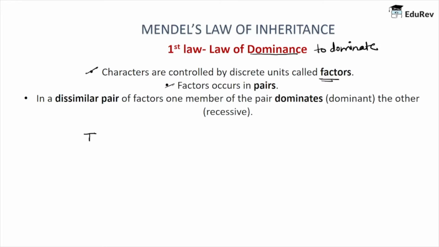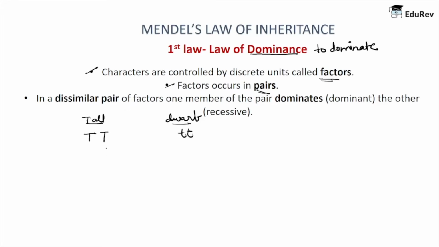And the second part, he says that factors occur in pairs. Means I can write here capital T, because factors occur in pairs, and small t for the dwarf plants. It is for the tall plant and it is for the dwarf plant. Now for the third part, he says that it occurs in a dissimilar pair of factors. First, we will find out how dissimilar pairs occur.